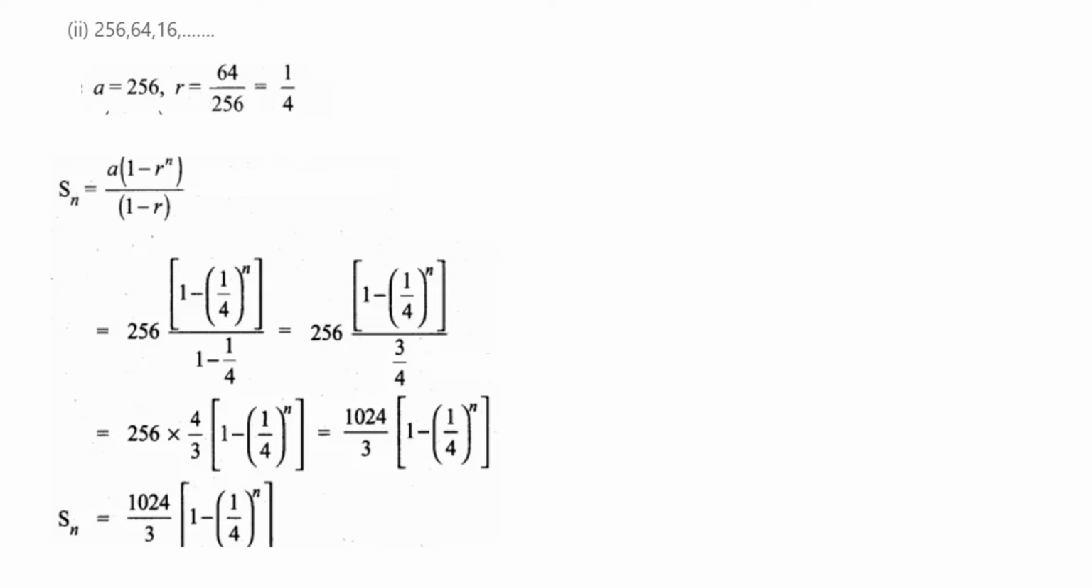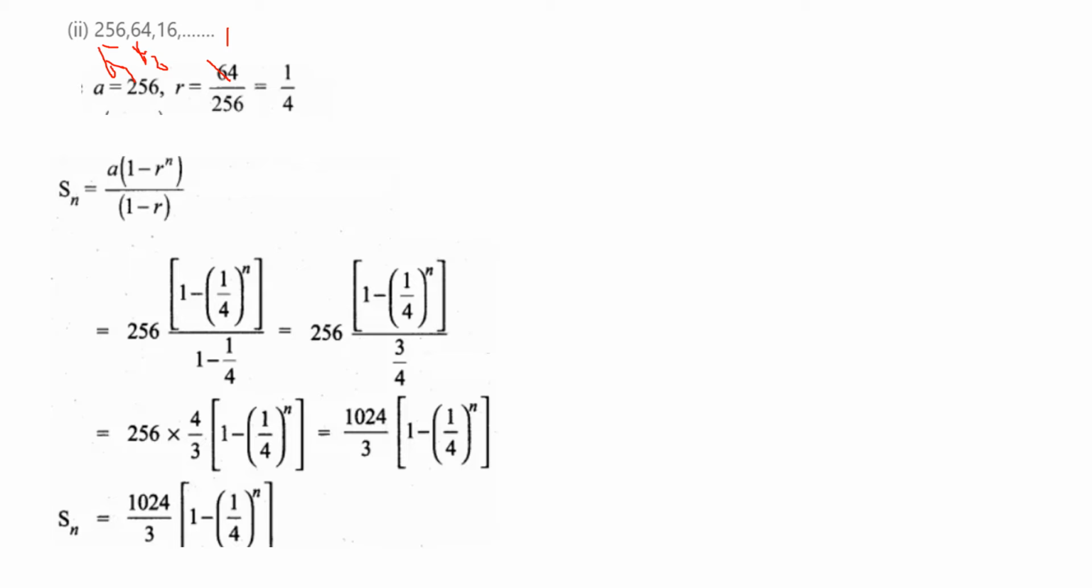Second sum. 256, 64, 16. We have to find the nth term. So here what is A? 256. R is T2 by T1. That is T2 is 64 and T1 is 256. So 64 by 256. Cancel with the 4 table. 1 4 is 4. Remaining 24.